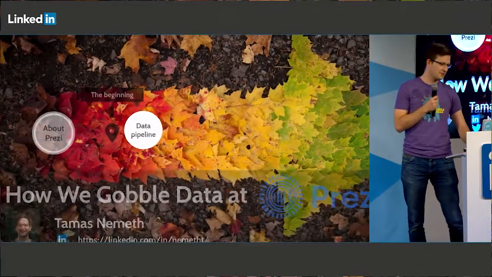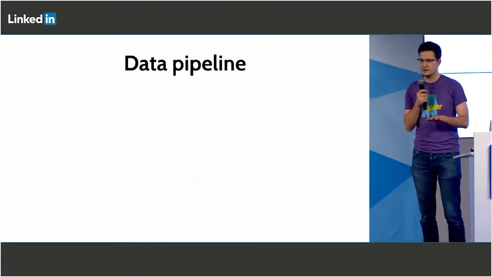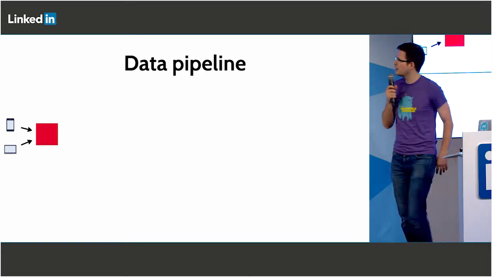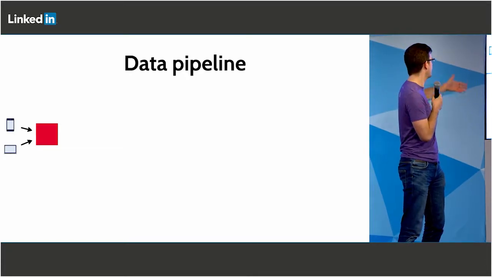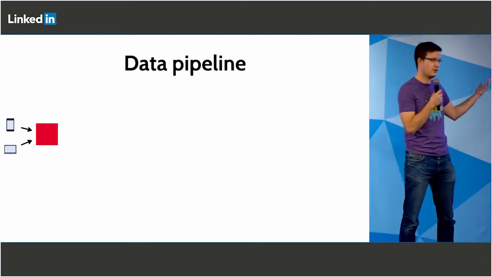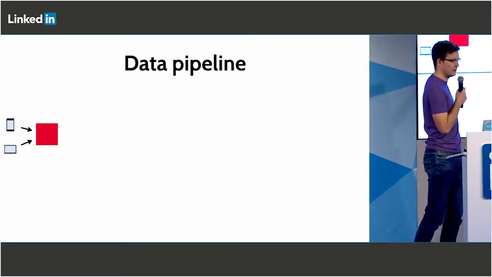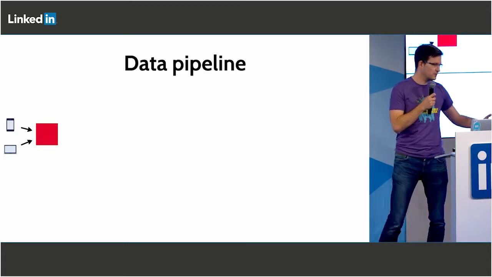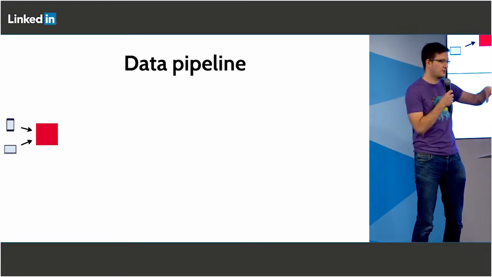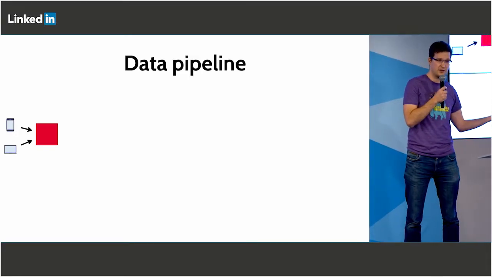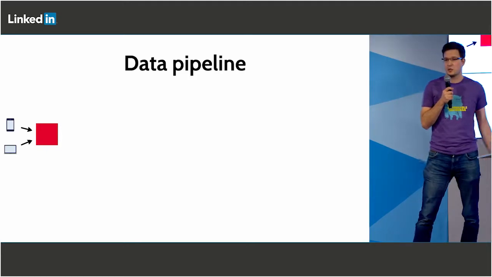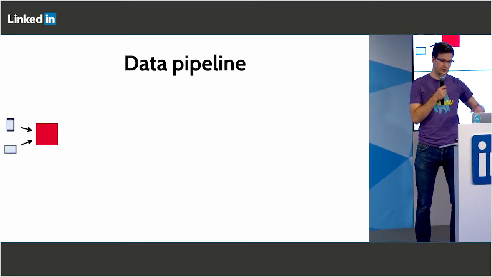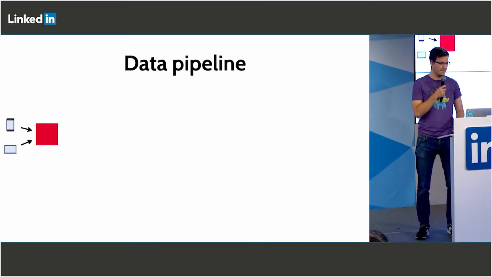So this is how the data ingestion pipeline looked initially. At Prezi, you can use your mobile or desktop for viewing or editing Prezis, actually editing only on your desktop computer. And you can also go to the website, and whatever you are doing there will generate some kind of event. We are collecting those events because we are interested in what our users are doing, and tailoring the product for our users' needs.